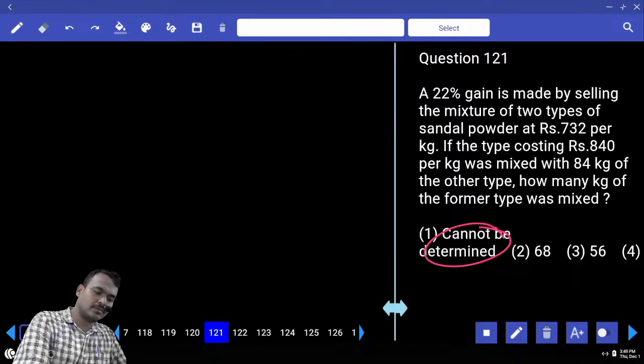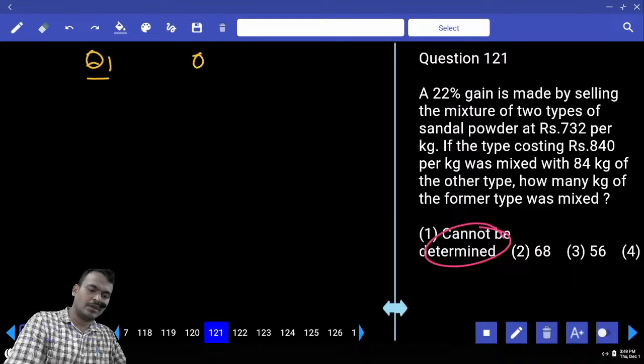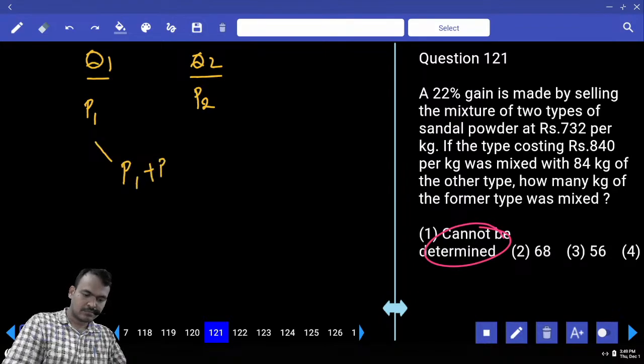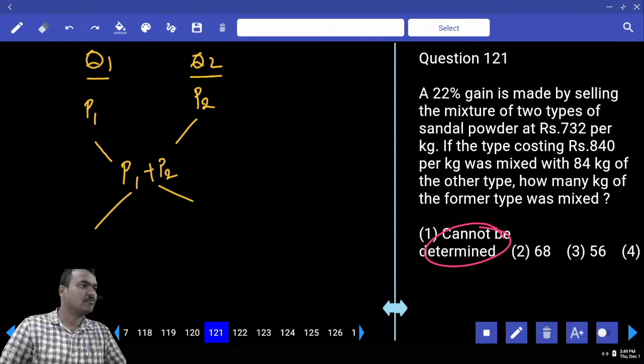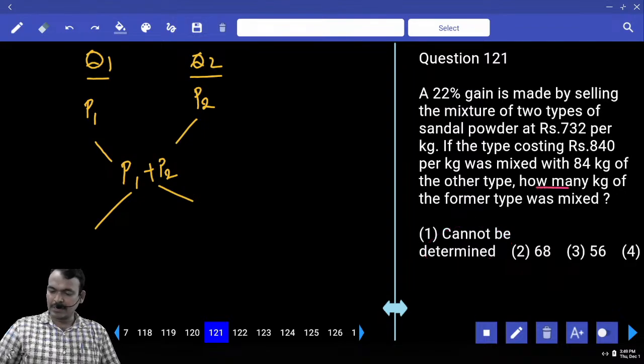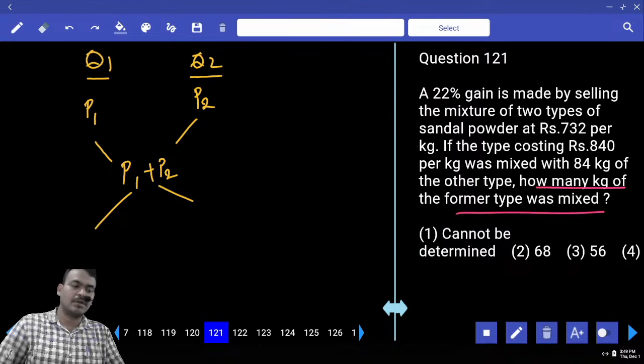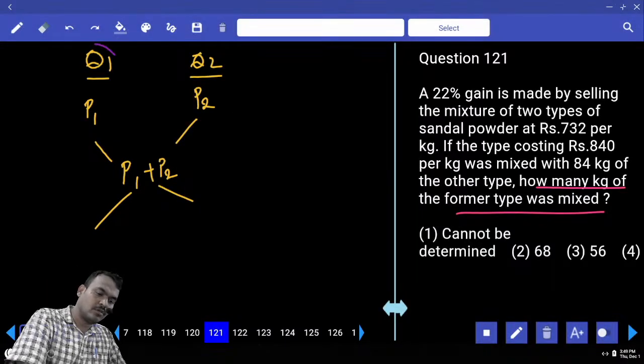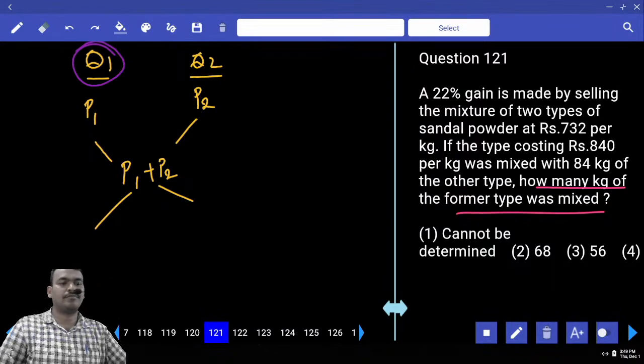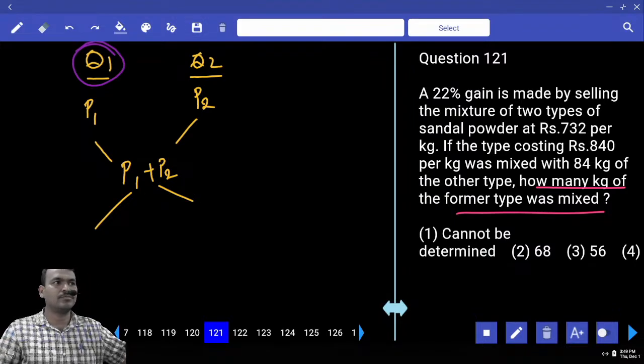What is the allegation concept? Quantity 1, quantity 2, price of the first one, price of the second one, price of the mixture. What is the question here? How many kgs of the former type was mixed? Nothing but we required quantity 1. If we required quantity 1, definitely we know the remaining 4 values. In allegation, how many terms do we need? 5 terms. If we required Q1, definitely we know the remaining 4 values.